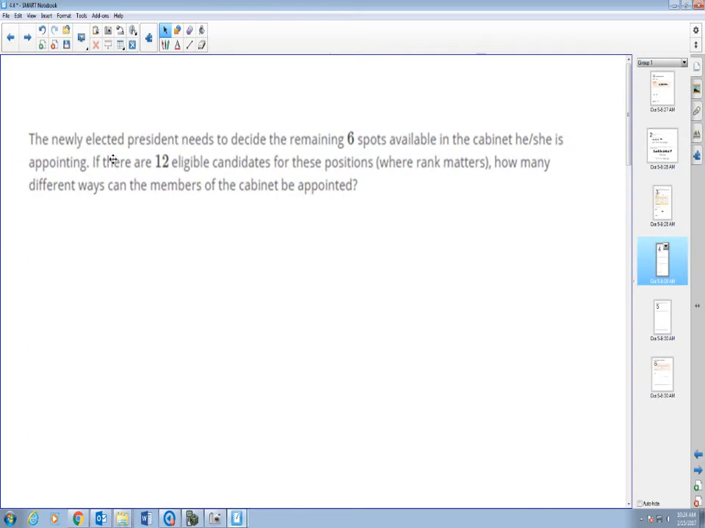So let's say a newly elected president needs to decide the remaining 6 spots available in the cabinet he or she is appointing. So I got 6 spots. There are 12 eligible candidates for these positions, where the ranking matters. Right there, who I choose first matters. How many different ways can the members of the cabinet be appointed? So when the ranking matters, that means when the order matters, I'm using a permutation.